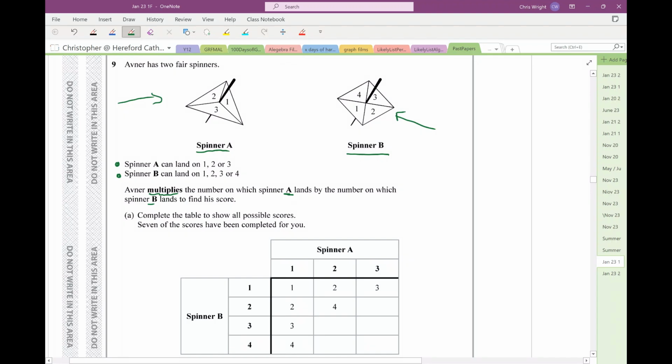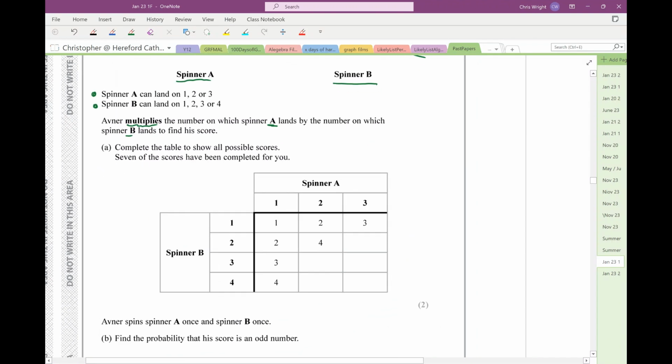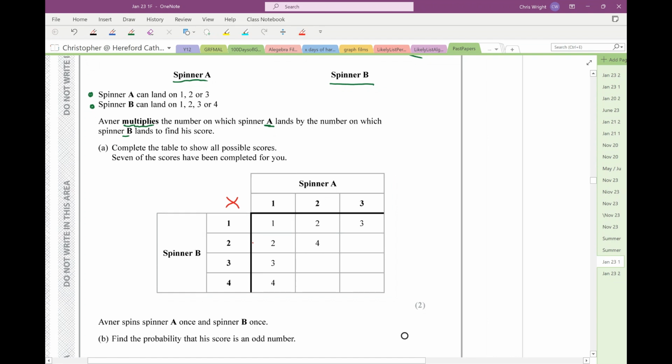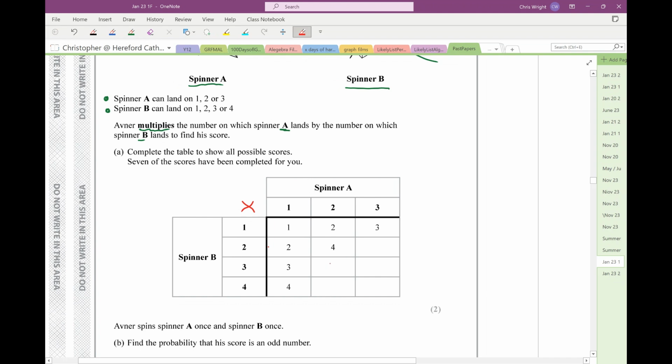Complete the table. Just take a minute, make sure you understand what's going on with this table here before we start filling it in. So remember, we're multiplying. So that's why this is a 1, I guess, because it's 1 times 1. That's why this is a 4, because it's 2 times 2. Now, once you're sure you know what you're doing, then you can fill in the rest of the table. So it's going to be 2 times 3, and then 2 times 4, and then 3 times 2, 3 times 3, 3 times 4.